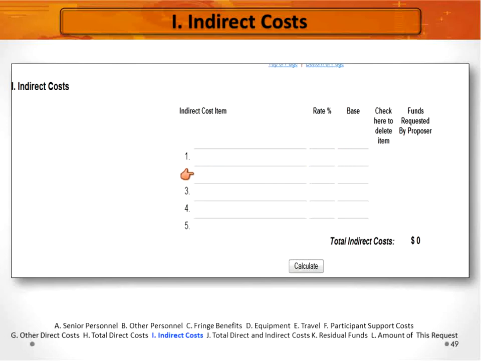Or if you've got all operating costs, you would list that fact here. So you would say, you know, all direct costs minus the things that you have to delete, such as your participant support costs.